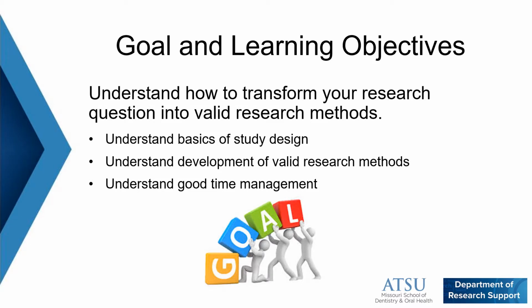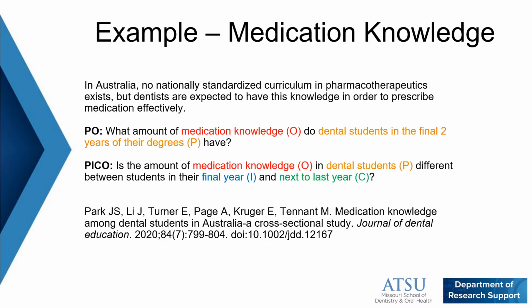In part 1, we discussed the goal and learning objectives. To reiterate, the goal of this module is to understand how to transform your research question into valid research methods. Your research question was developed using the PICO framework. Specifically, you will be required to understand basics of study design, understand development of valid research methods, and understand good time management. In part 2, we'll be looking in depth at several example studies and their research methods.